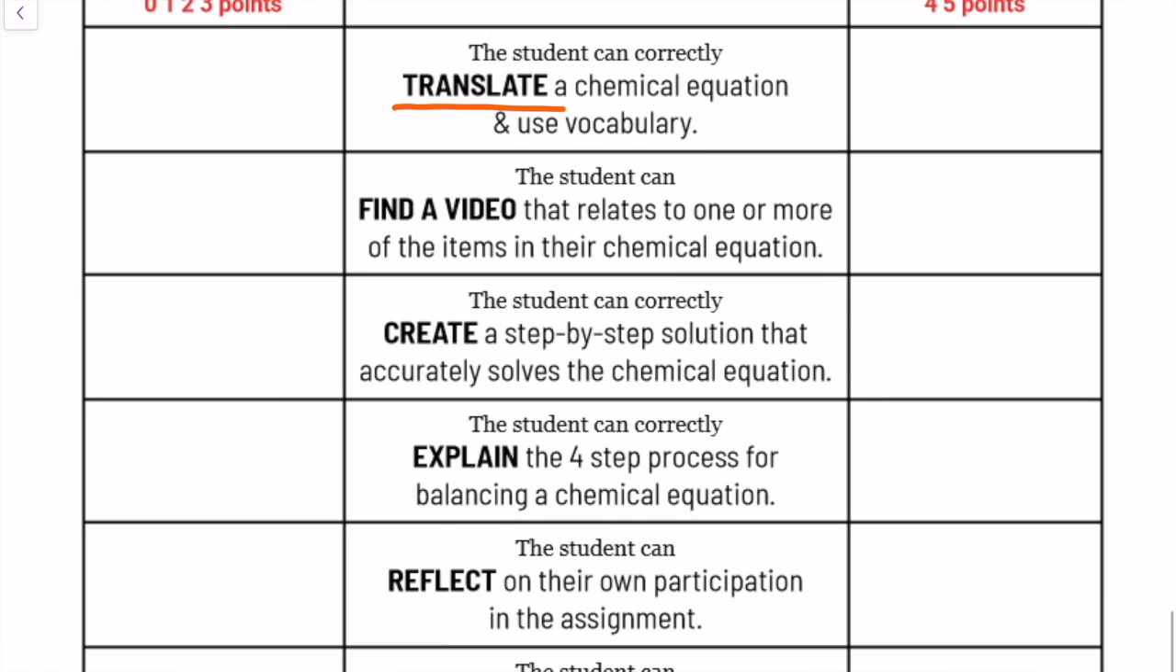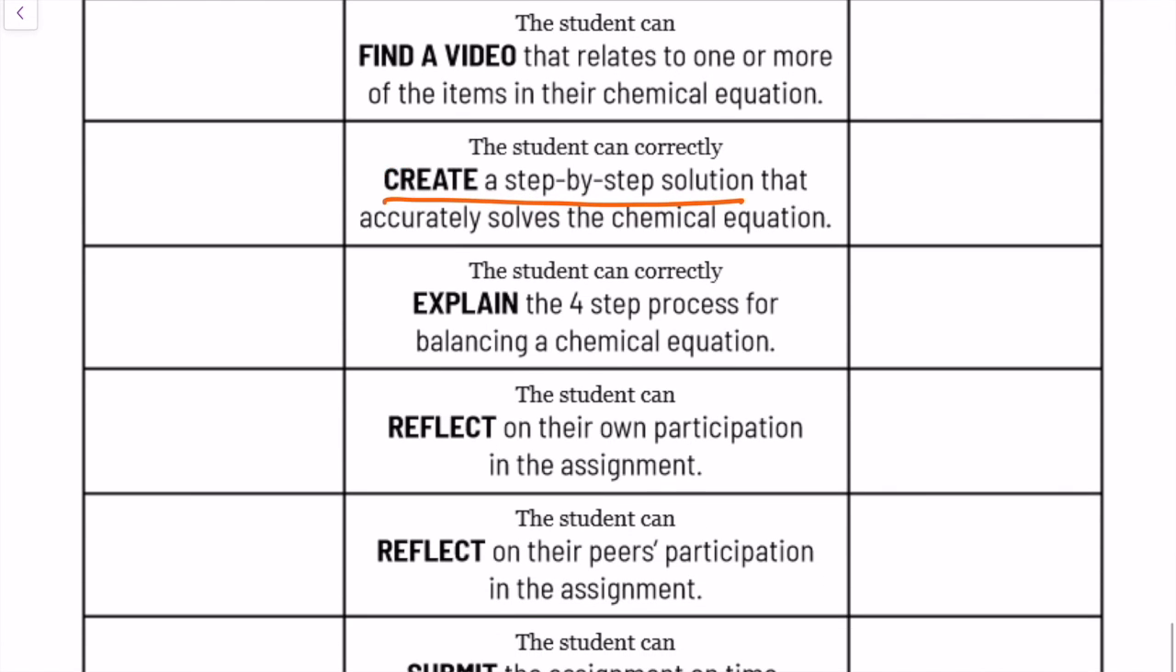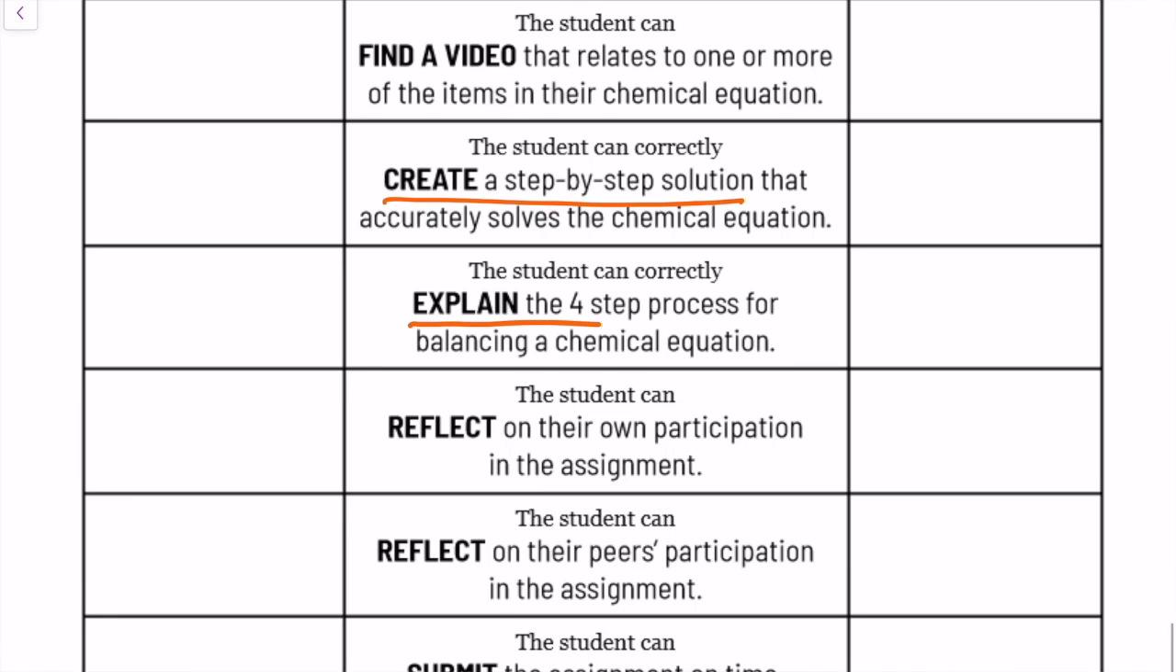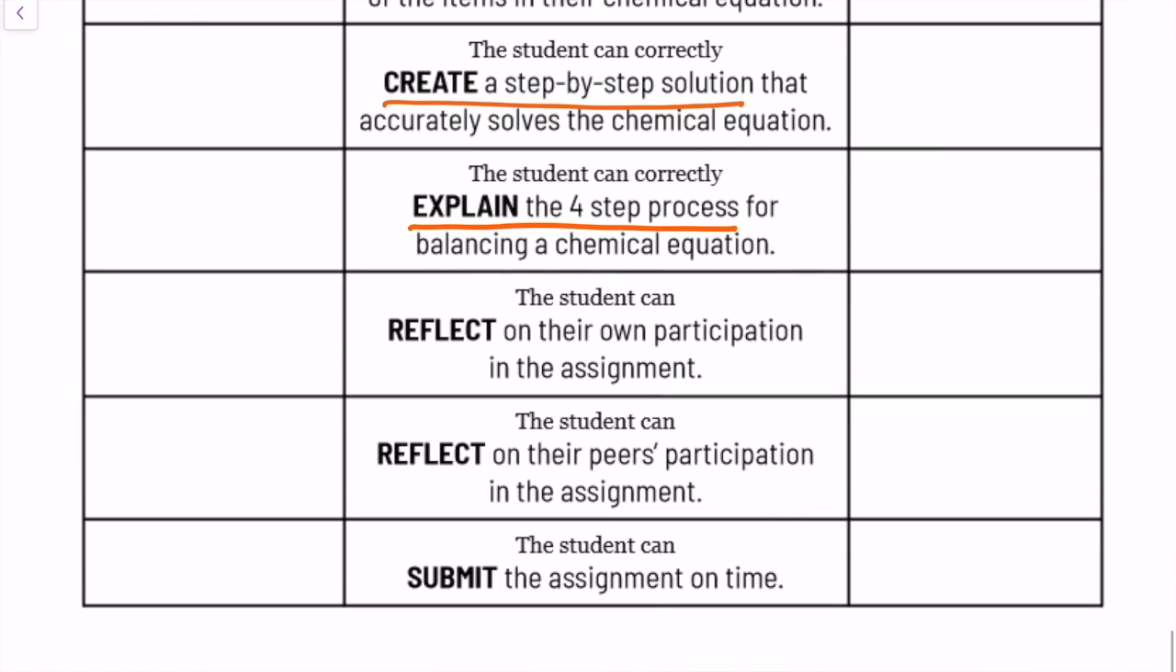So students can correctly translate the chemical equation and use vocabulary. Students can find a video. We talk about making sure the video is appropriate before we begin this assignment, that is either related to one or all of the items in the chemical equation. Students can correctly create a step-by-step solution that accurately solves. So this tells me they not only know how to solve it, but they can explain it to me in their own words. And that is followed up here as well in this next one.